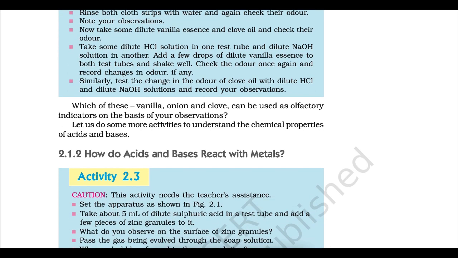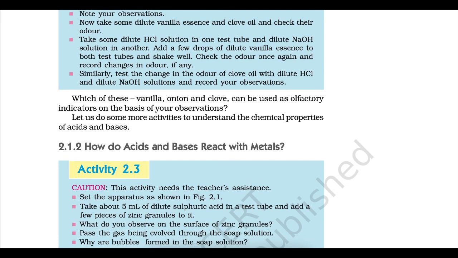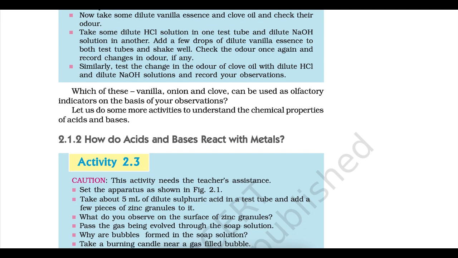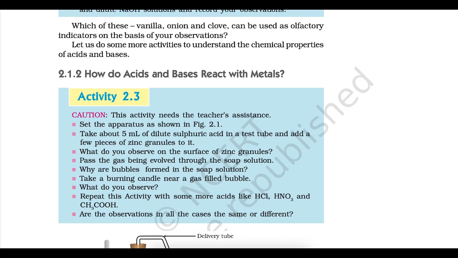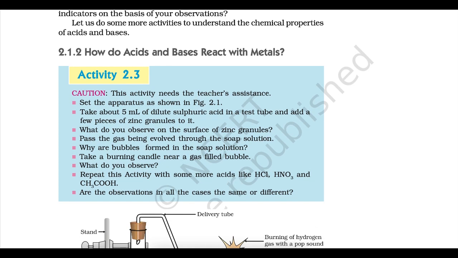Take some dilute HCl solution in one test tube and dilute NaOH, which is sodium hydroxide solution, in another. Add a few drops of dilute vanilla essence to both test tubes and shake well. Check the odor once again and record changes in odor if any. Similarly, test the change in the odor of clove oil with dilute HCl and dilute sodium hydroxide solution and record your observation. Which of these, vanilla, onion, and clove, can be used as olfactory indicators on the basis of your observation? Let us do some more activities to understand the chemical properties of acids and bases.